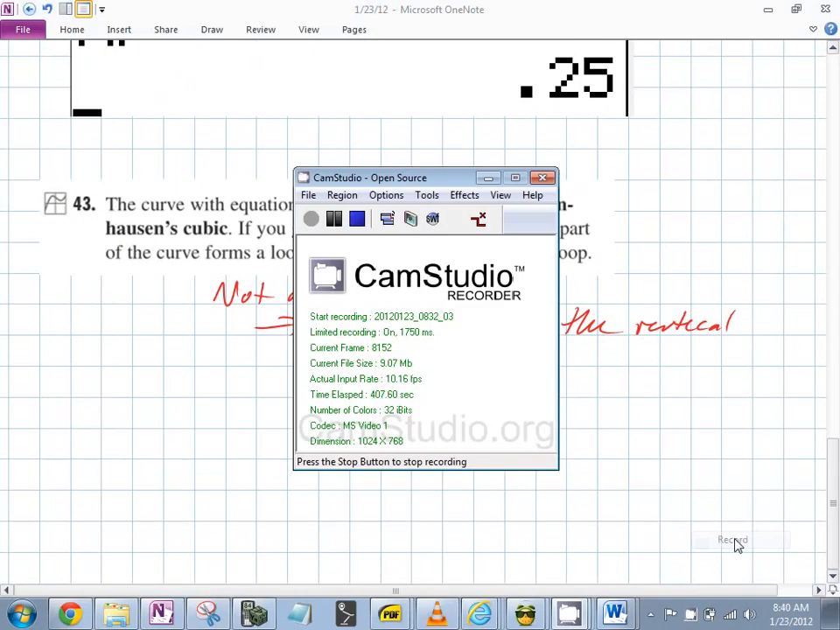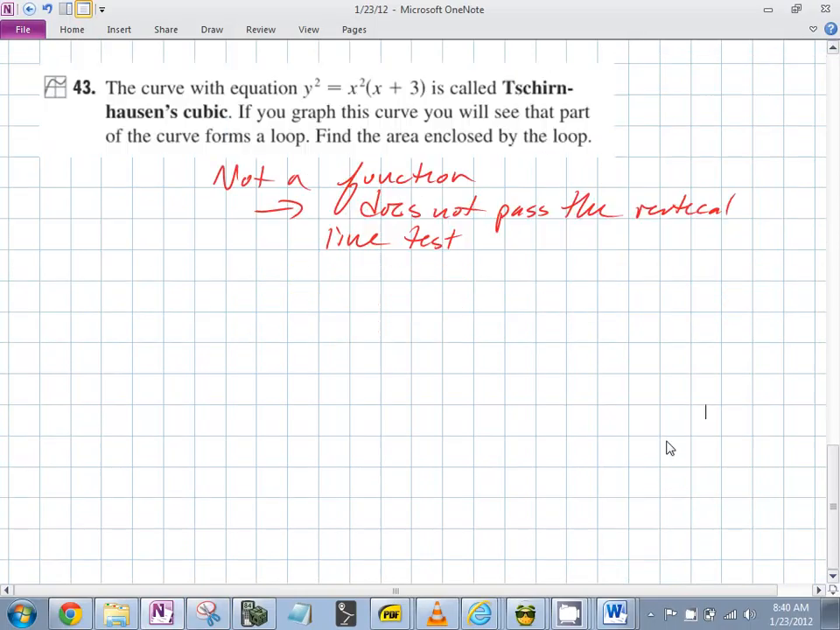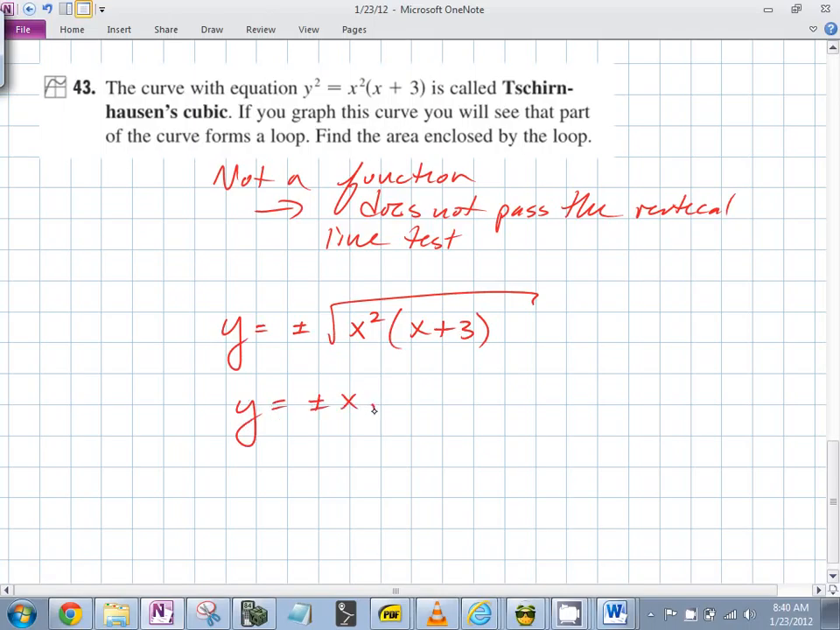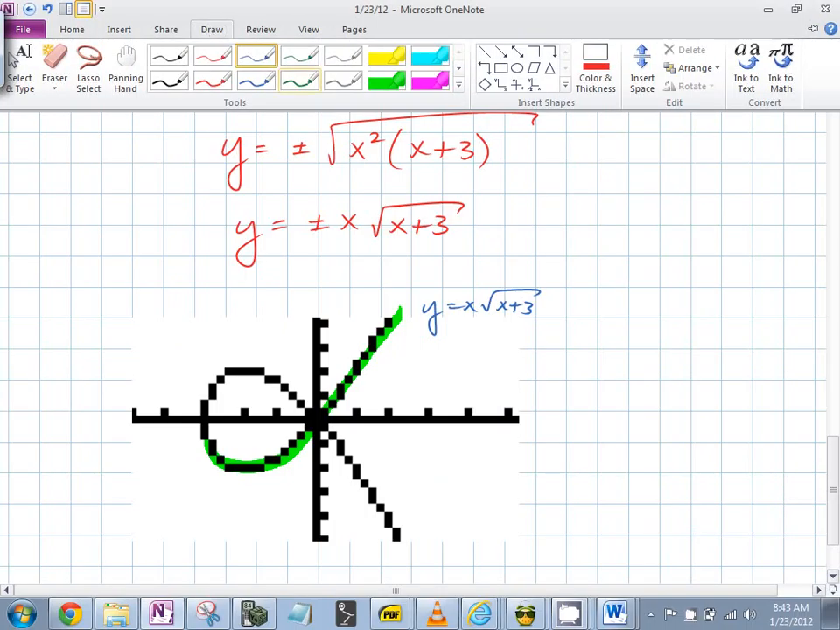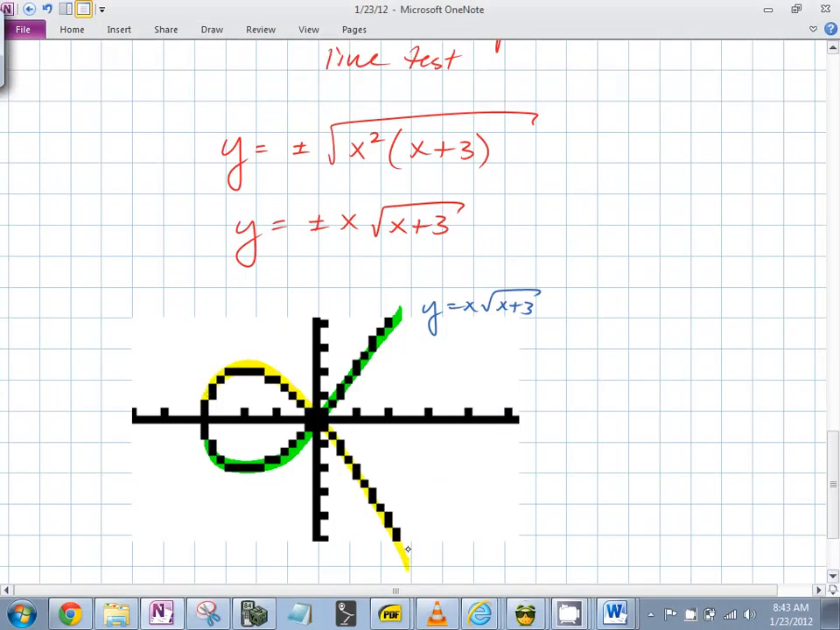If we wanted to type this into our calculator, what would we need to solve for? Y. We would have to solve for y, and it would allow us to break it into how many functions? So y we know is equal to plus or minus the square root of x squared times x plus 3. So you could simplify that. You could say that's equal to plus or minus x times the square root of x plus 3. Now, if you wanted to graph this, you could type in each function separately and see what it looks like. Let's do that. And then the negative one right here is y equals negative x times the square root of x plus 3.